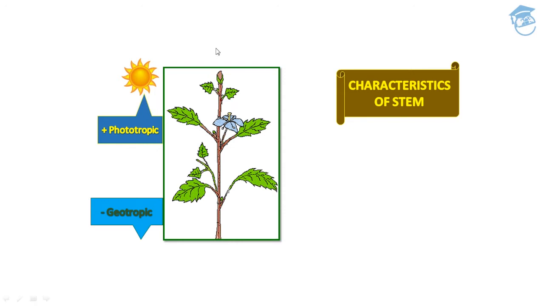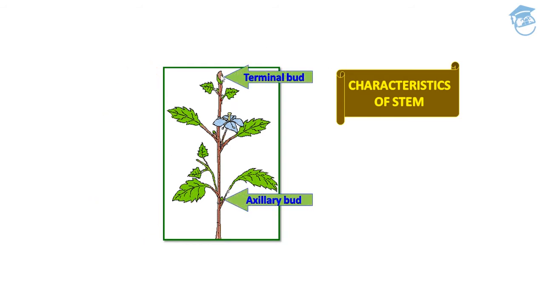So it is negatively geotropic and negatively hydrotropic. Hydro means water and tropic means growth. So it is negatively hydrotropic. That means it grows above the ground and hence it is negatively hydrotropic. See, this is the terminal bud and this is the axillary bud, which is situated between the main branch and the lateral branch, you can say. Terminal bud is also known as apical bud because it is present at the apex.